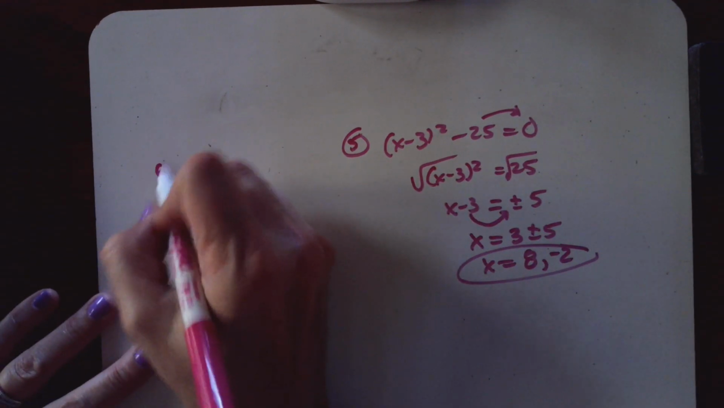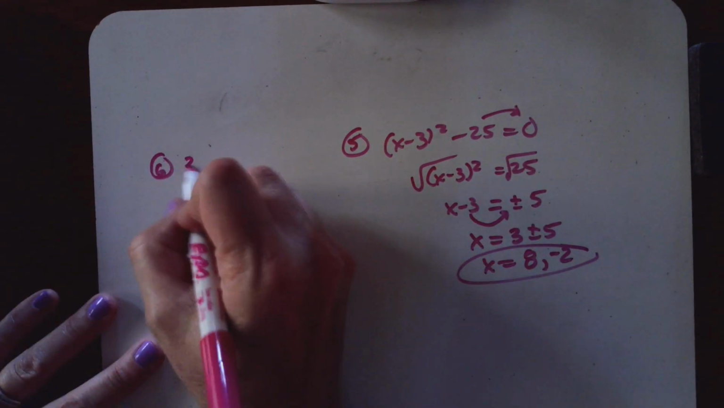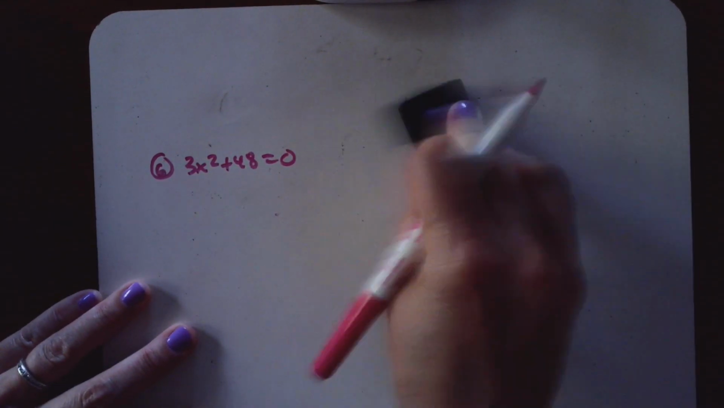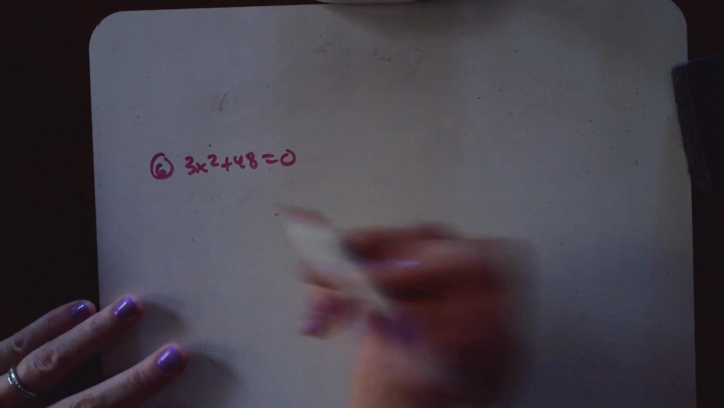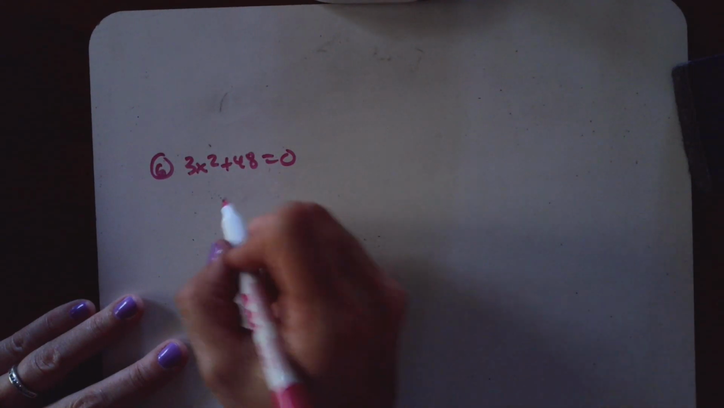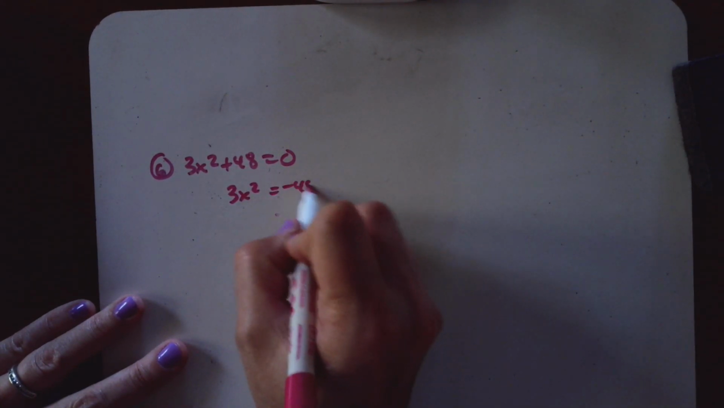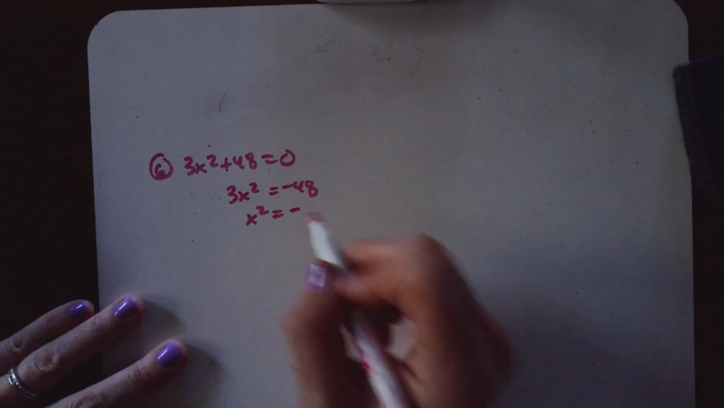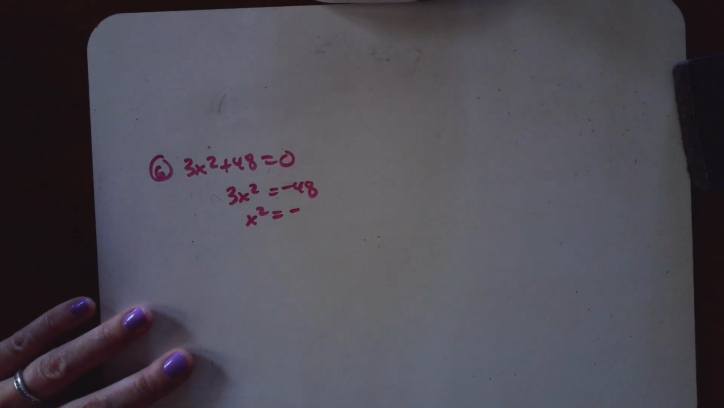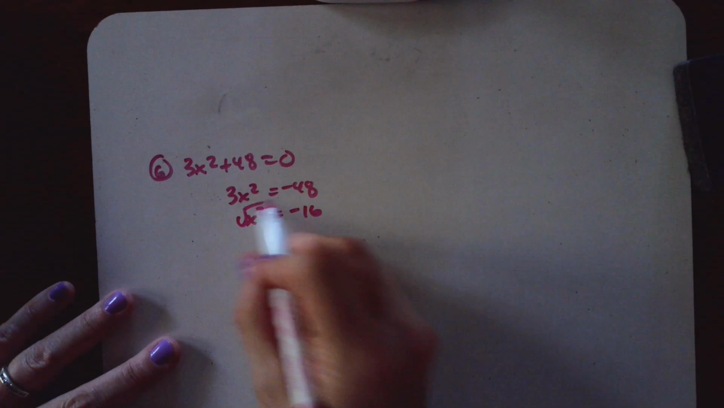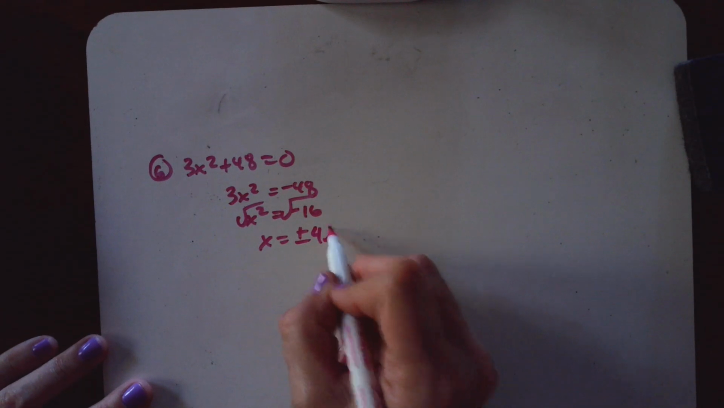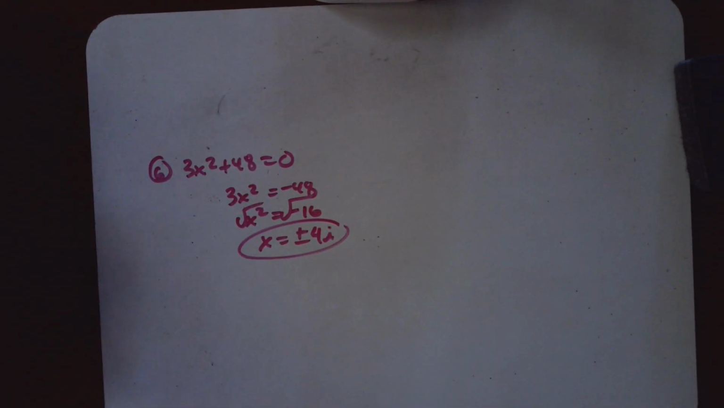All right, number 6. 6 says 3x squared plus 48 equals 0. So in this case, I don't really want to factor because there's no x in the middle. I think I'd like to just use square roots. If I can move the 48 and divide by 3, so 3x squared equals negative 48. When I subtract, divide by 3, I would get negative 16. So the square root, I get x equals plus or minus always, and then this will be 4i. There's my two answers.